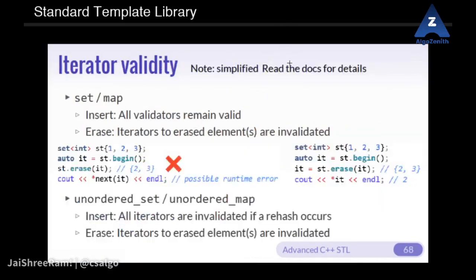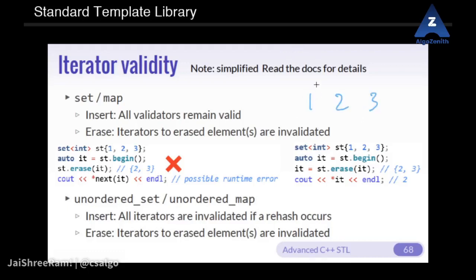Now let's talk about a topic called iterator validity. We have been using a lot of iterators, right? So st.begin, st.end, you define auto it equal to some iterator and then do plus plus, minus minus and all these things. In set and map, when you insert a new element, every iterator that you have is still intact. If you erase some element, the iterator to the element that was erased will get invalidated, everything else will remain intact.